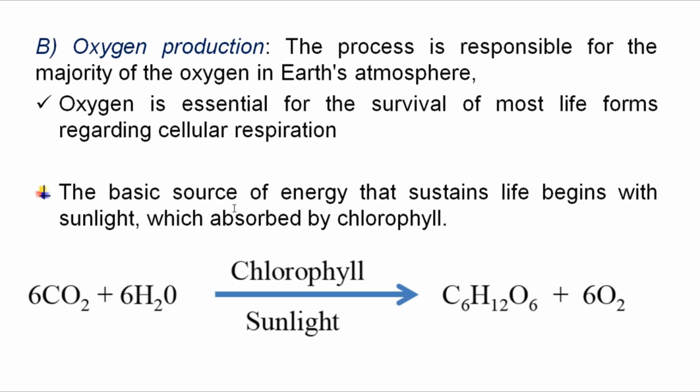The basic source of energy that sustains life begins with sunlight. So sunlight is what? The source of energy. The sun is the source of energy. So the basic source of energy that sustains life begins with what? Sunlight, which is absorbed by what? Chlorophyll. Chlorophyll is a very important green pigment, which absorbs sunlight energy for the process of photosynthesis. Without chlorophyll, light energy cannot be absorbed. If there is no absorption of light energy, green plants cannot manufacture their own food. Good.